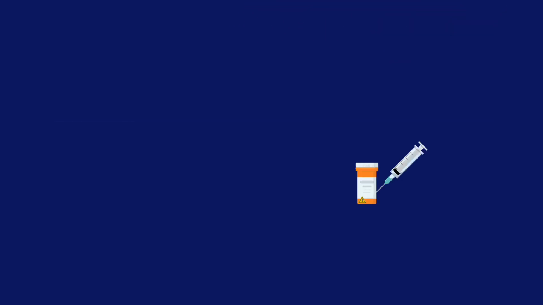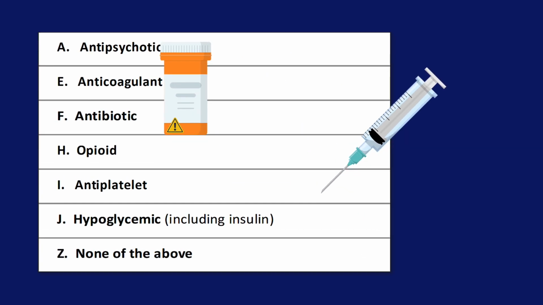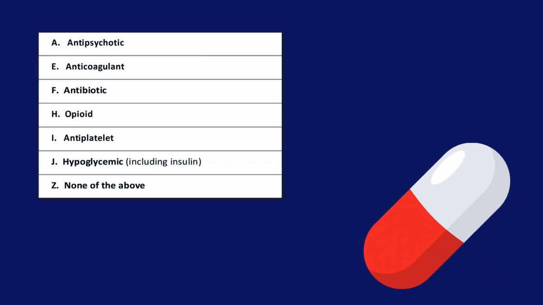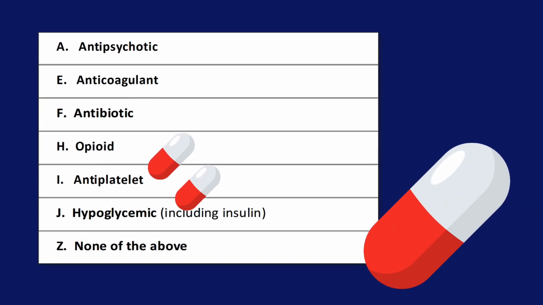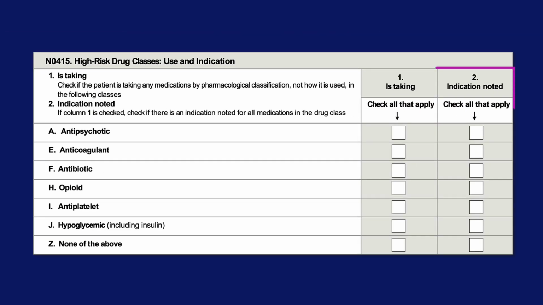It is important to code medications according to the medication's therapeutic category or pharmacological classification, regardless of why the patient is taking it. And note that combination medications should be coded in all categories or drug classes that constitute the combination. Now let's examine what column 2, indication noted, means.